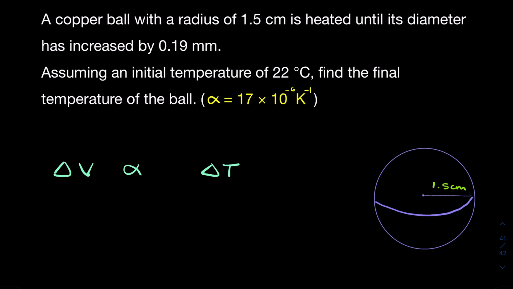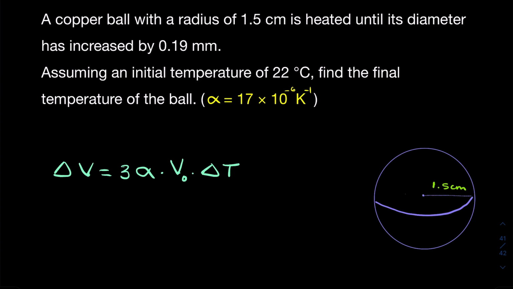Now, the constant of proportionality is actually 3 times the coefficient of linear expansion, alpha, or at least we approximate it to this. So this is what we'll be using as the constant of proportionality. The other factor is the original volume, the volume of the object before we heat it. And there's a formula for the volume of a sphere, so that shouldn't be a problem. So the question is asking us for the final temperature. To find the final temperature, we need to know the initial temperature and the change in temperature.